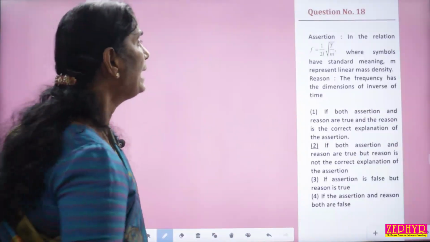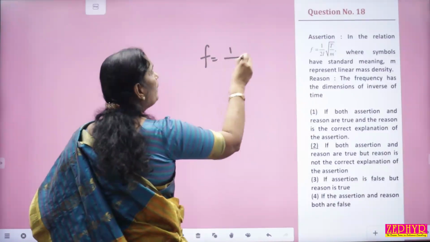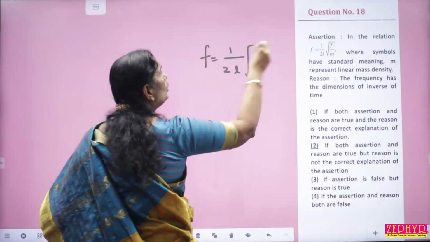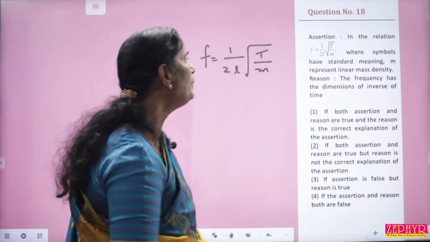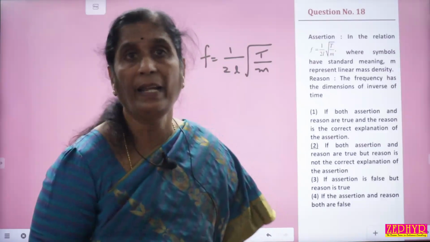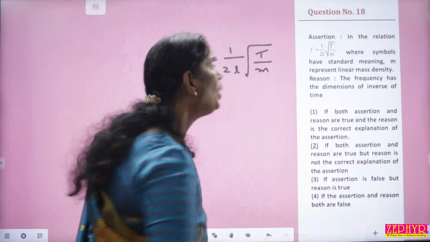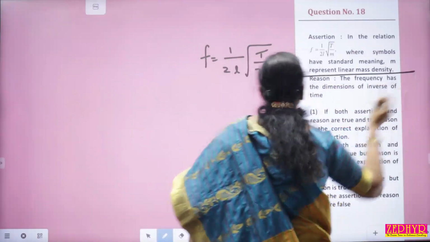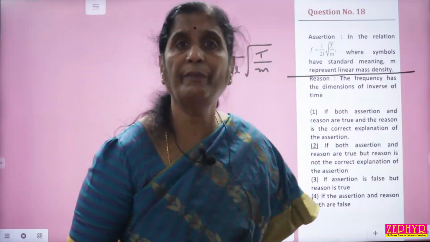Next question. They gave the relation f is equal to 1 by 2L root of T by M, where symbols have the standard meaning. M is the linear mass density. We will do the first assertion, and after that we will go for the second statement. Don't read both, you will be confused. They are telling M should be linear mass density. We have to prove that M is a linear mass density.